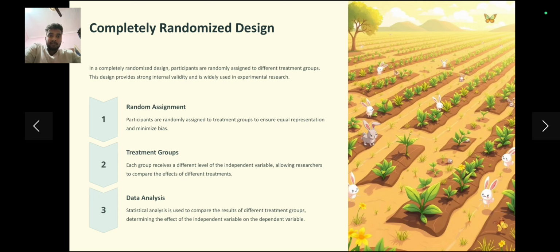Treatment groups. Each group receives a different level of the independent variable, allowing researchers to compare the effects of different treatments. Data analysis. Statistical analysis is used to compare the results of different treatment groups, determining the effect of the independent variable on a dependent variable.